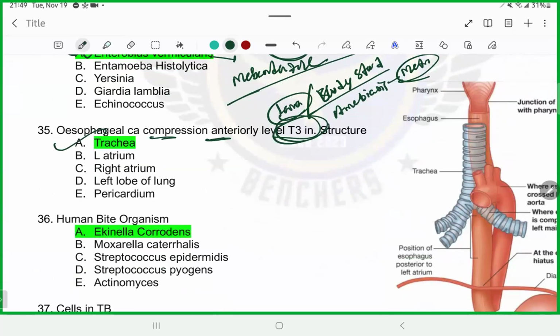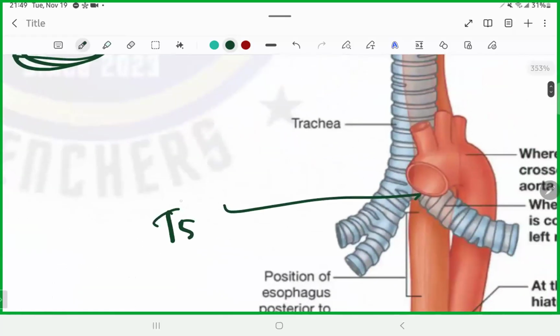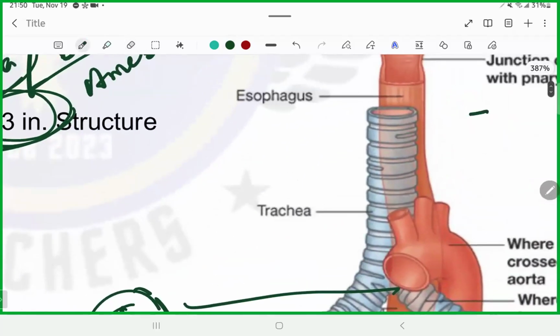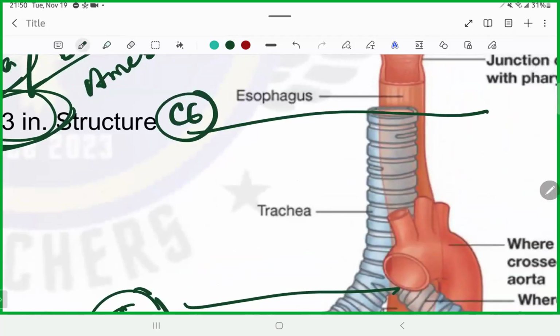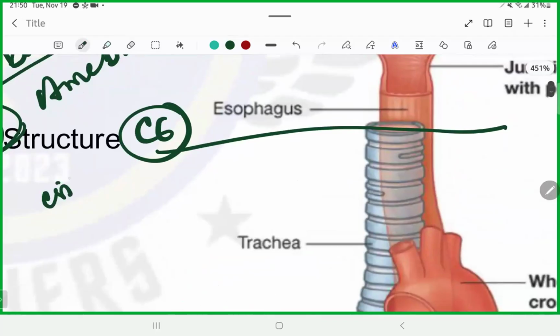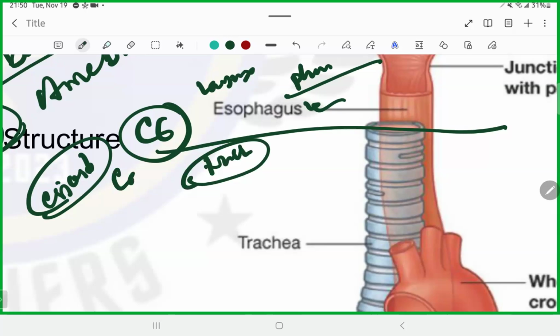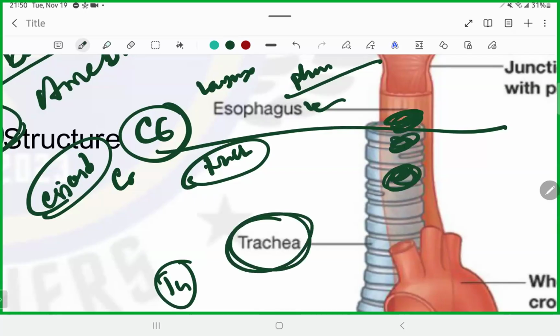Esophageal carcinoma compression anteriorly, level T3. Very simple. I told you the trachea bifurcates at T5 or the lower border of T4, but you don't need to know T4 lower border right now. Just remember T5. So above T5, after C6. Why? At C6 we have the cricoid, and here the pharynx becomes the esophagus and the larynx becomes the trachea. So from C6 to T4, for any tumor, the immediate anterior structure is the trachea, so the trachea will be compressed anteriorly.